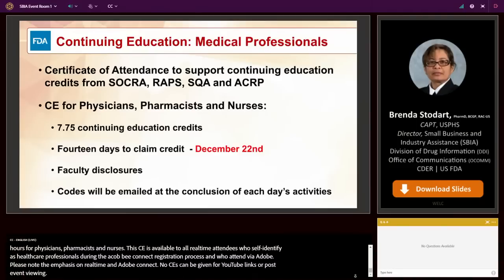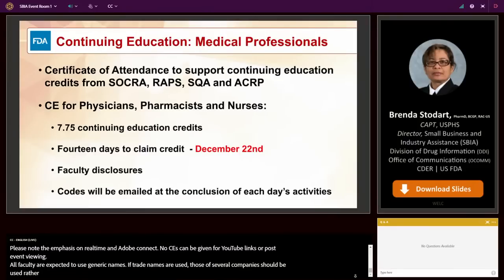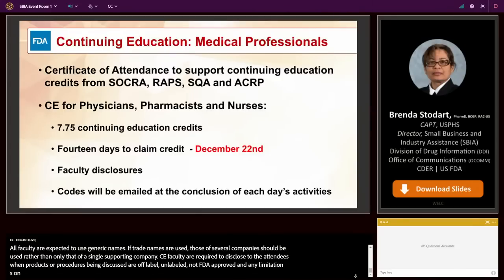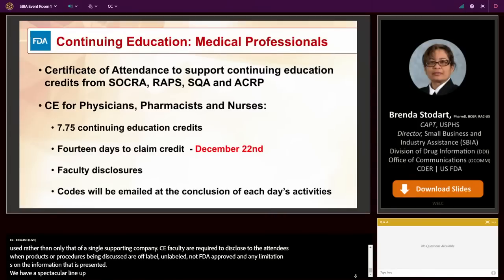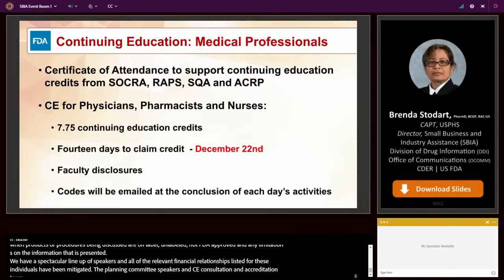All faculty are expected to use generic names. If trade names are used, those of several companies should be used rather than only that of a single supporting company. CE faculty are required to disclose to the attendees when products or procedures being discussed are off-label, unlabeled, not FDA approved, and any limitations on the information that is presented. We have a spectacular lineup of speakers, and all of the relevant financial relationships listed for these individuals have been mitigated. The planning committee, speakers, and CE consultation and accreditation team have nothing to disclose.